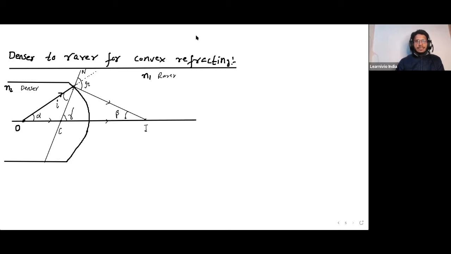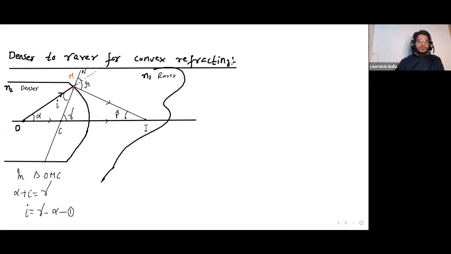The next task is this: I call this M, and this is I, and this is C. In triangle, I'm taking triangle OMC. Can you tell me which one is the exterior angle? Good. Gamma is the exterior angle, right? So alpha plus i is equal to gamma. You can say that your i is gamma minus alpha. That's my first equation.